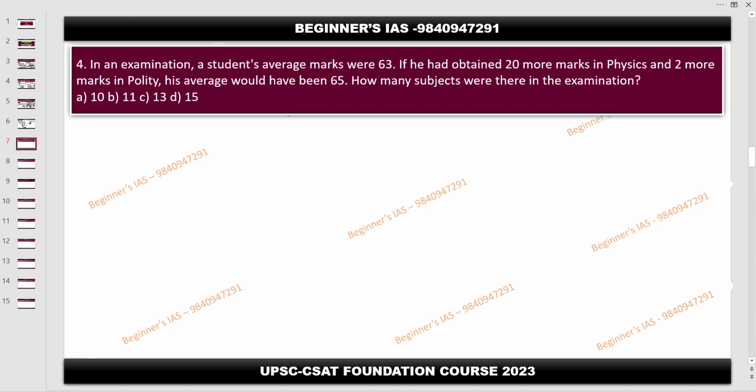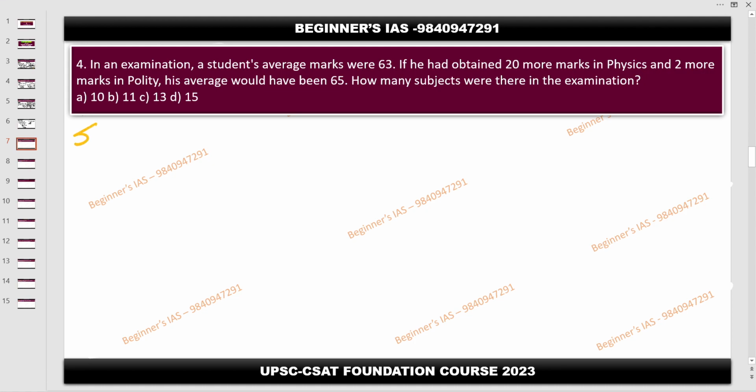In an examination, a student's average marks were 63. If he had obtained 20 marks more in physics and 2 more marks in polity, his average would have been 65. How many subjects were there in the examination? So that is the question here.